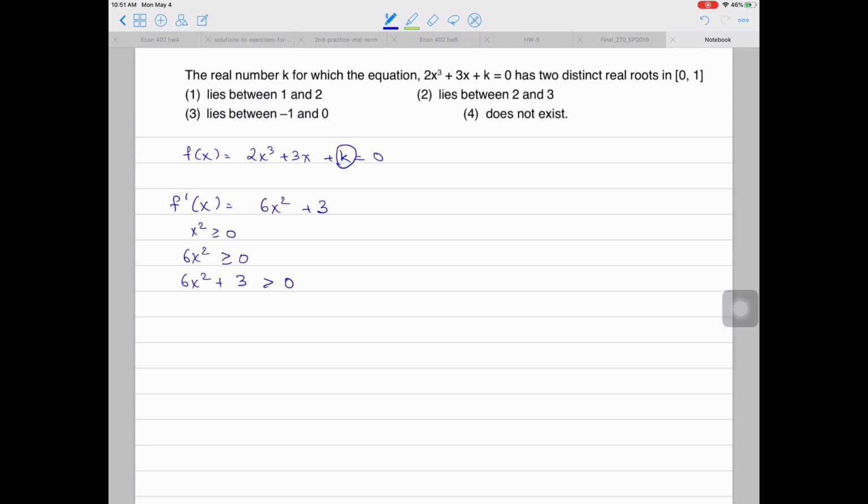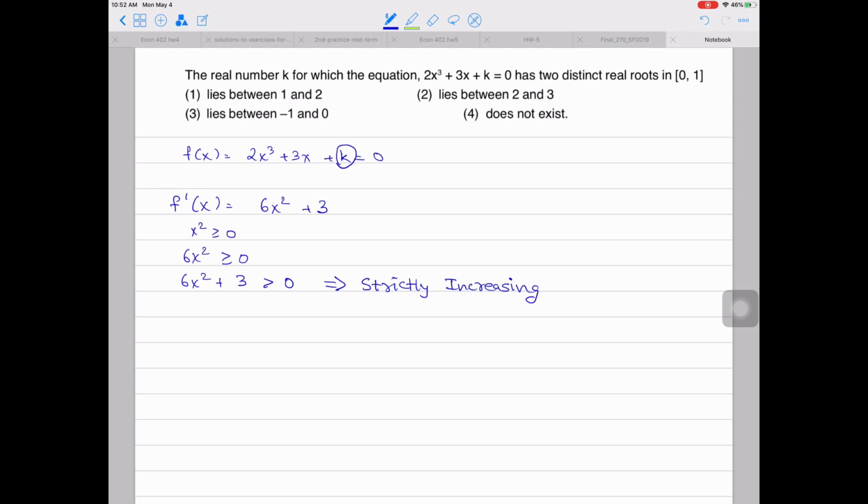To give a hard bound, we can say that 6x squared plus 3 is greater than or equal to 3, but that is not useful information. So from this, we can say that the function is a strictly increasing function. When the derivative of a function is always greater than 0, it is strictly increasing. And we know that for a strictly increasing function, there can only exist one real root.